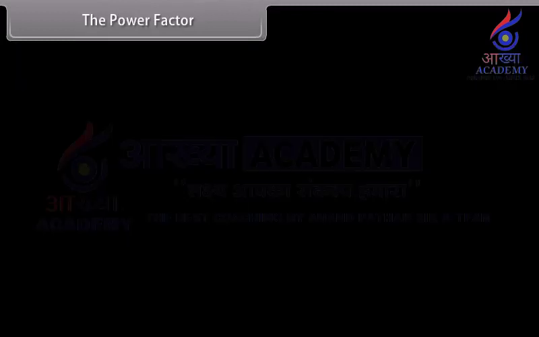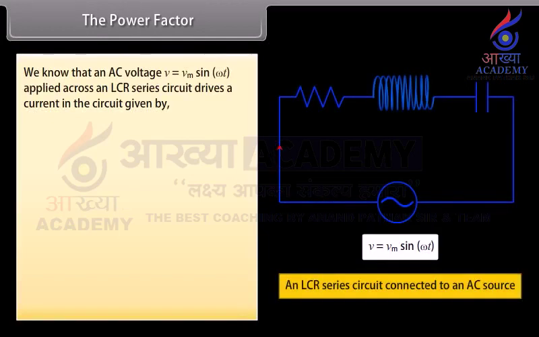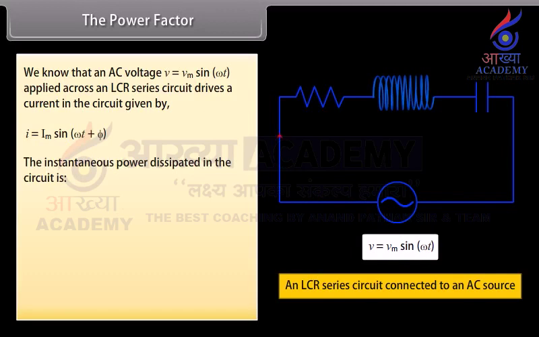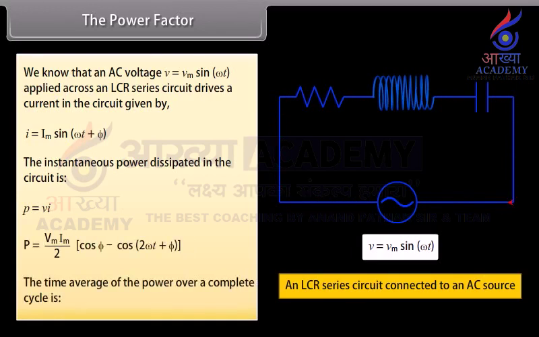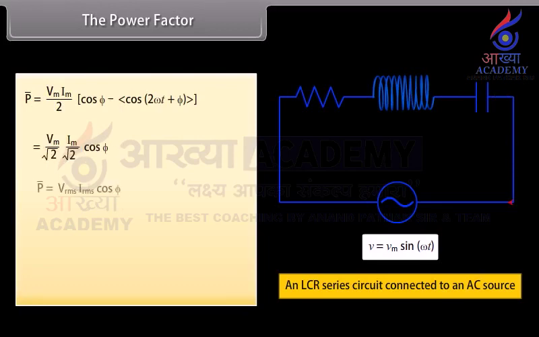The power factor. We know that an AC voltage V equal to Vm sin omega t applied across an LCR series circuit drives a current in the circuit given by Im sin(omega t plus phi). The instantaneous power dissipated in the circuit is P equal to VI. The time average of the power over a complete cycle is given by VRMS into IRMS into cos phi.